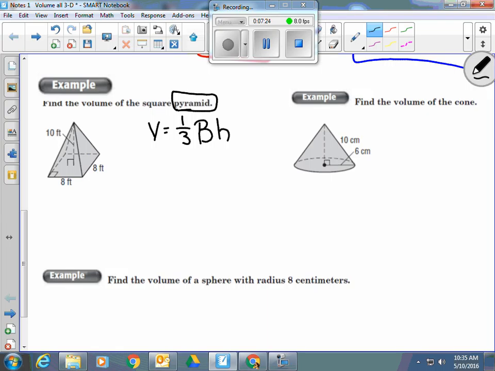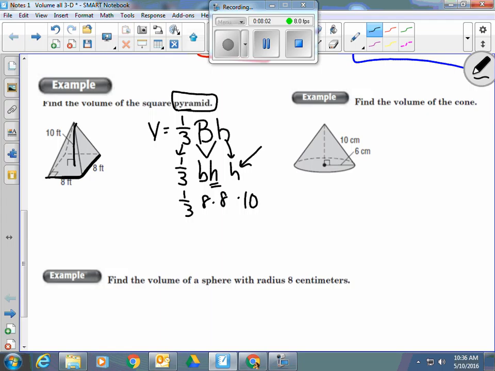Very good. What shape is my base? A square. So how do I find the area of a square? Base times height. But it's a little b times h, right? Yes. I still have to bring down this 1/3, and I still have to do the height of the pyramid. This height right here is the height of the pyramid. So this is 1/3, 8 times 8, times the height of the pyramid, which is 10.